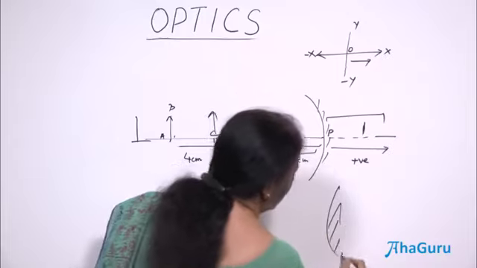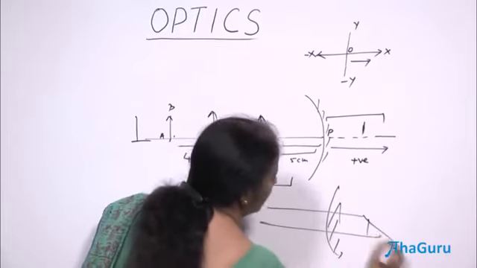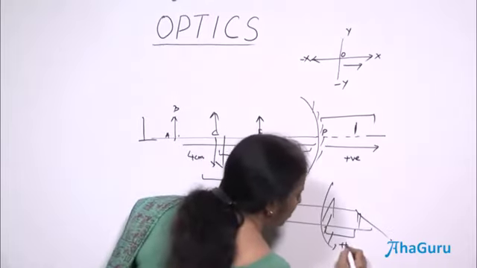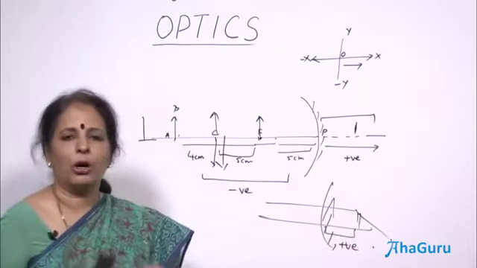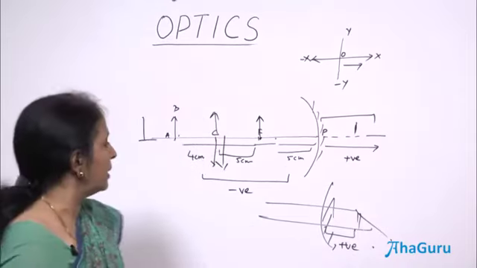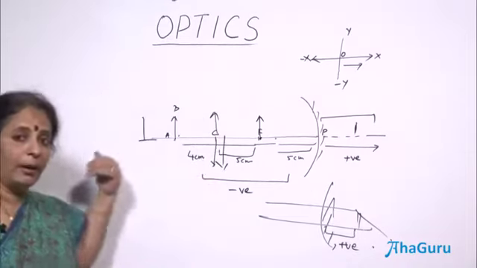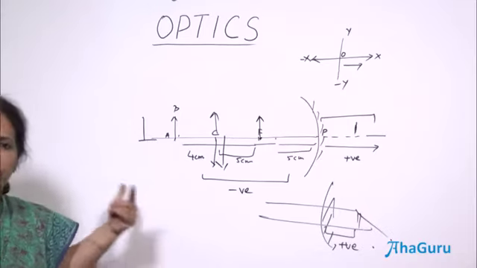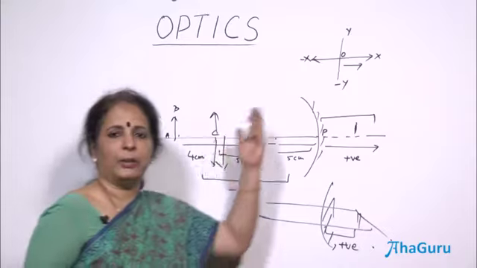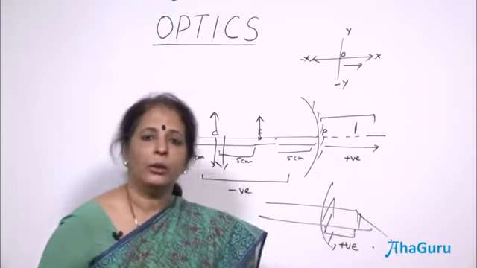For a convex mirror, the image is always formed here on the right side. So, naturally the image distance is going to be positive. Object distance is always negative, while image distance can be negative or positive depending upon where we have kept the object. Depending upon the ray diagram, we will know where the image has come. Sometimes the image comes on the other side also, like in a convex mirror.